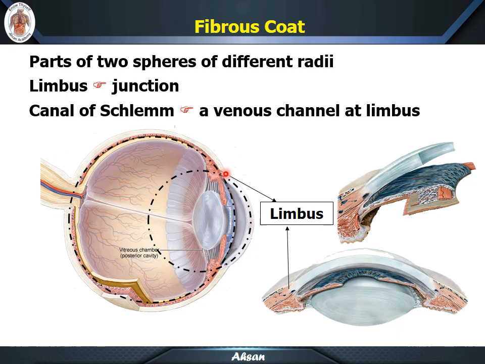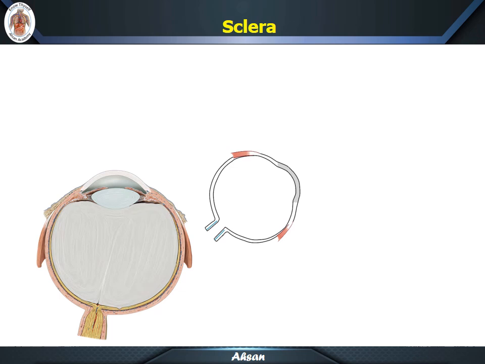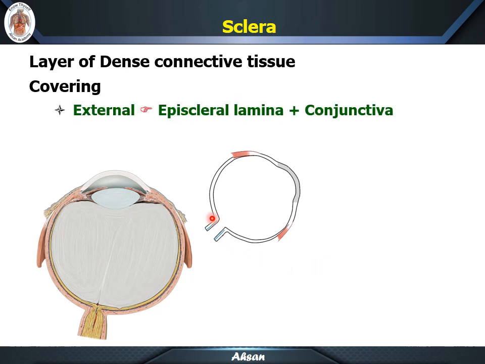This posterior part is the sclera and the anterior part is the cornea. This is the canal of Schlemm. You can see in the limbus, meaning the junction of the cornea and the sclera, also known as the sclerocorneal junction. So this is the total fibrous outer coat, and the posterior part is the sclera, which comprises dense connective tissue that is very tough, and it has two component parts.